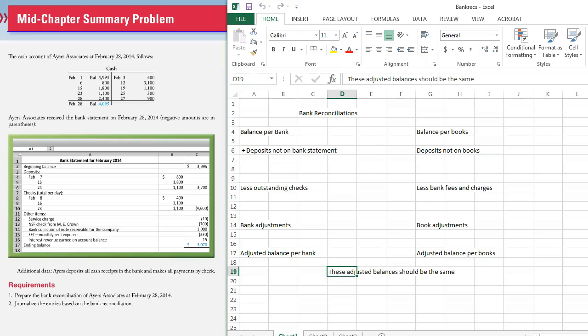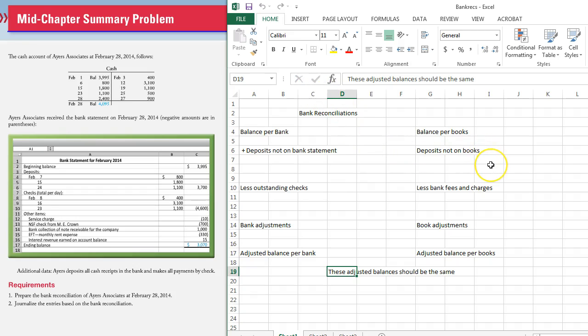Hello everyone. Today we're going to take a look at how to do a bank rec. And I've chosen the Ayers Associates problem on 213. It's our mid-chapter summary problem in chapter 4. And that's on the left of your screen.